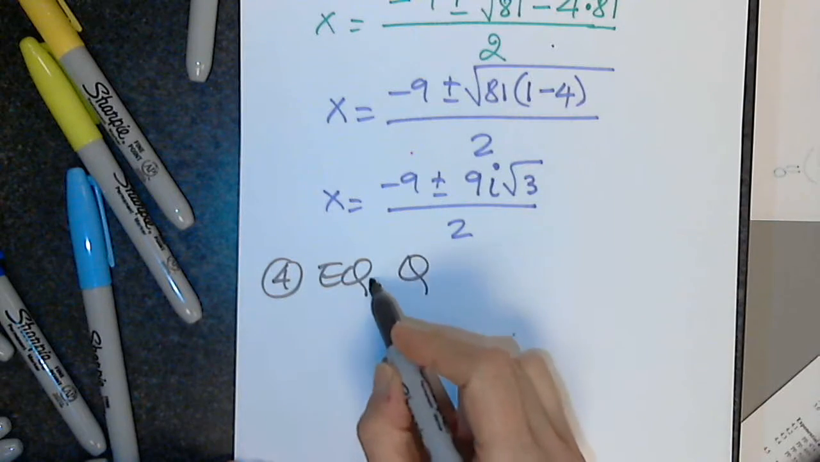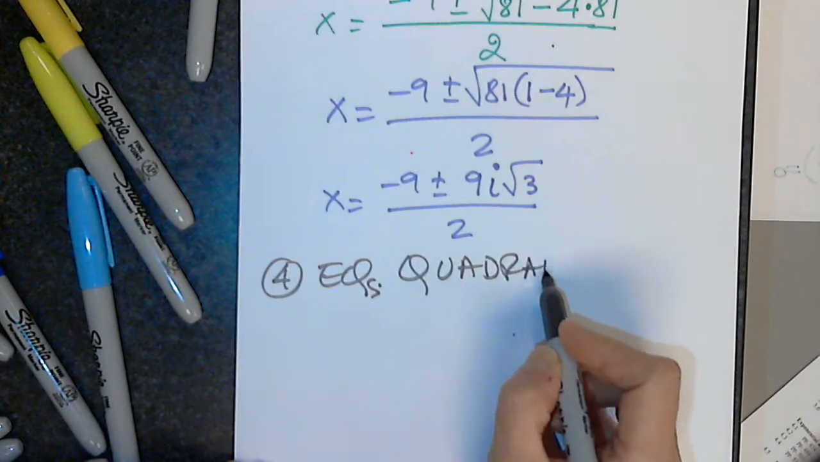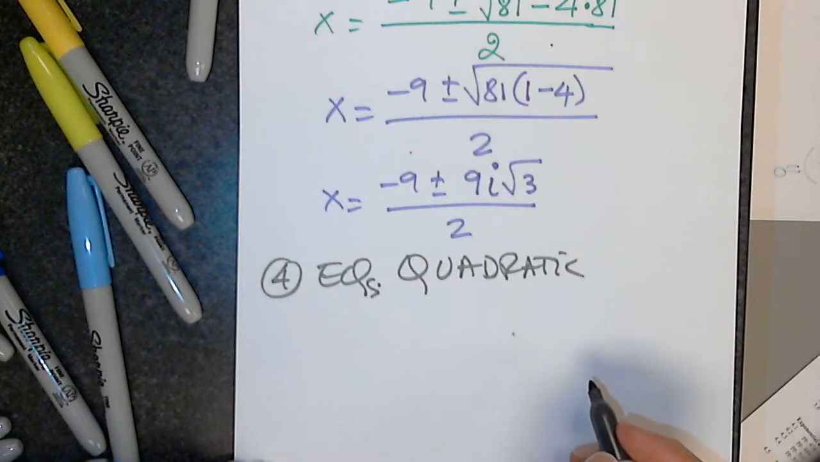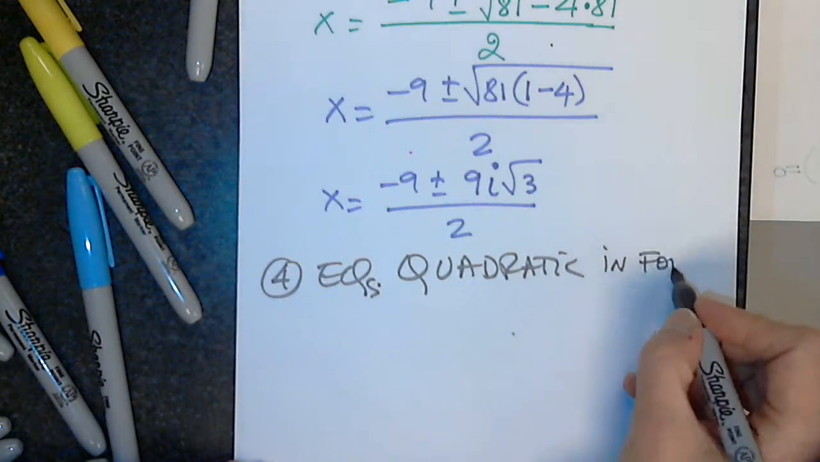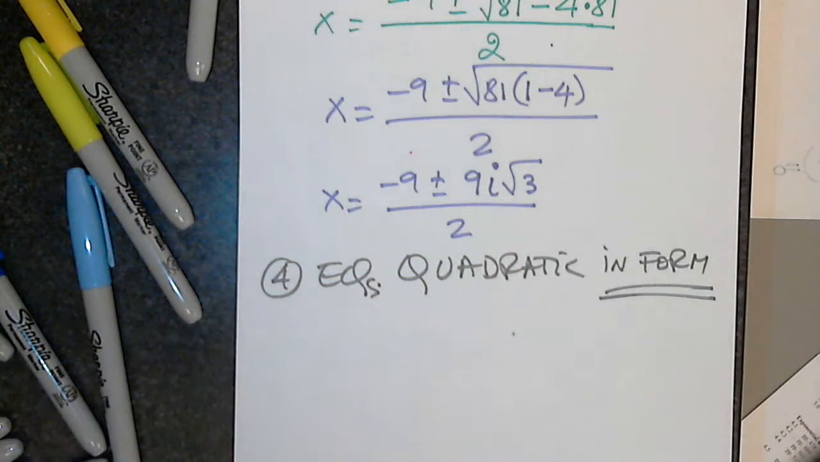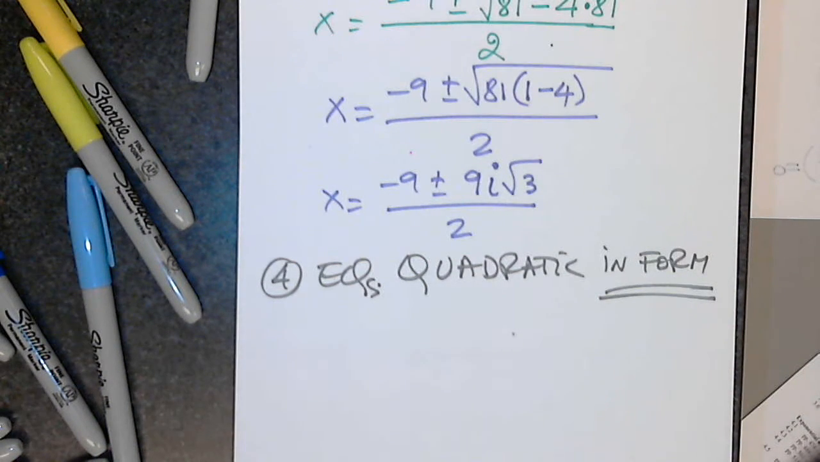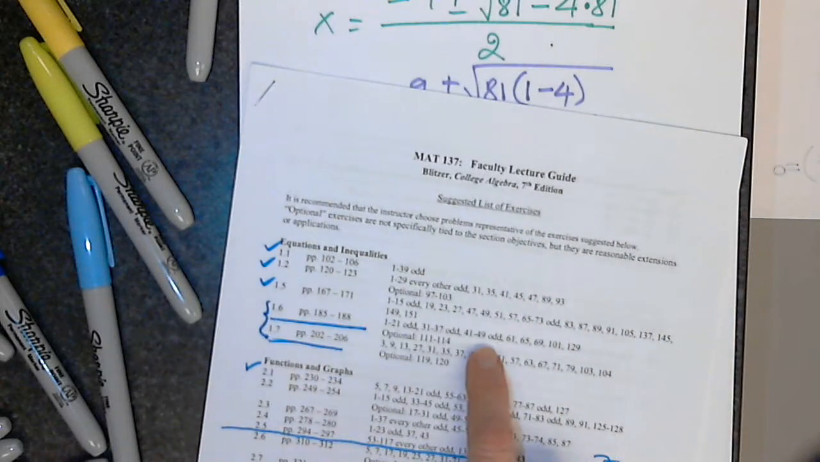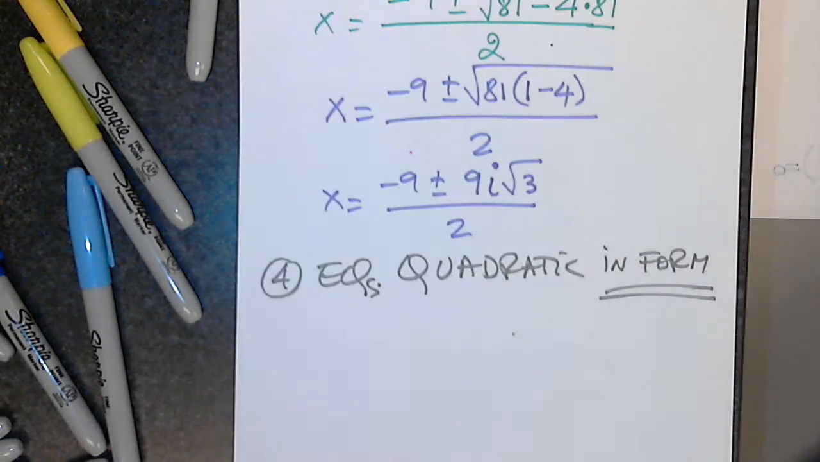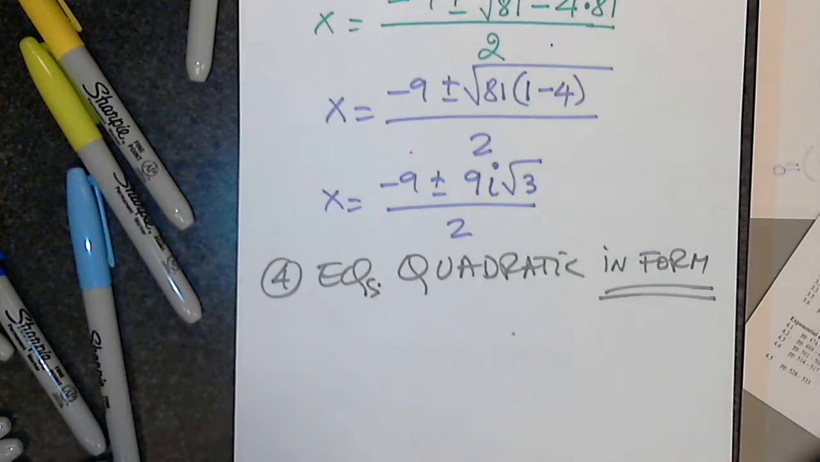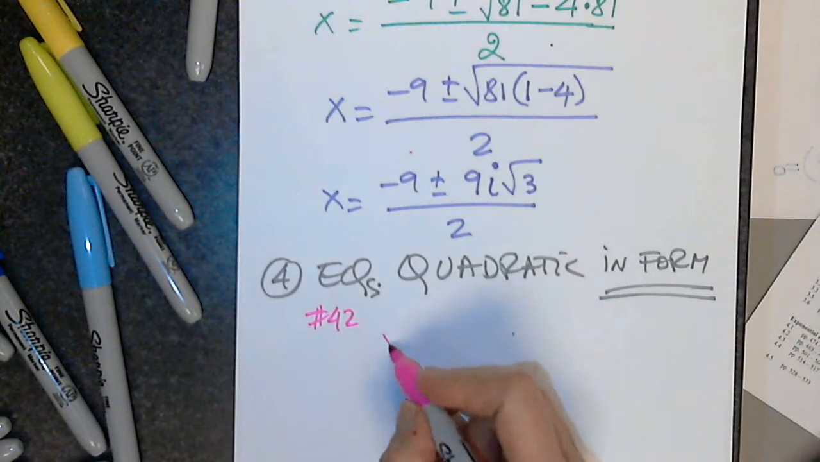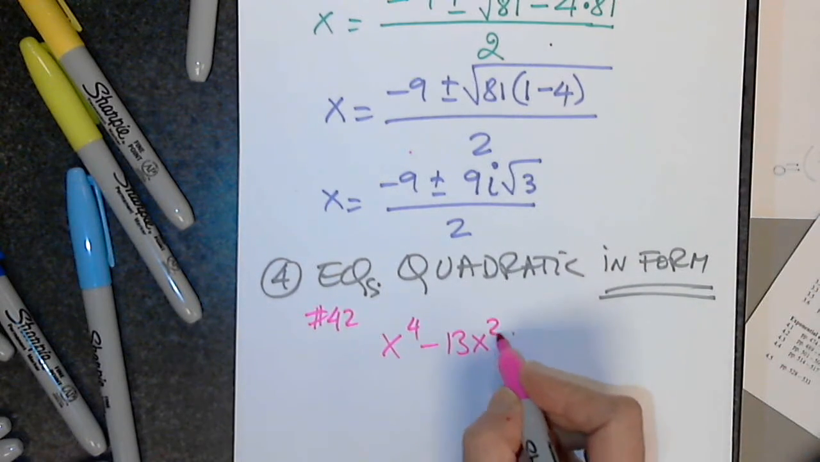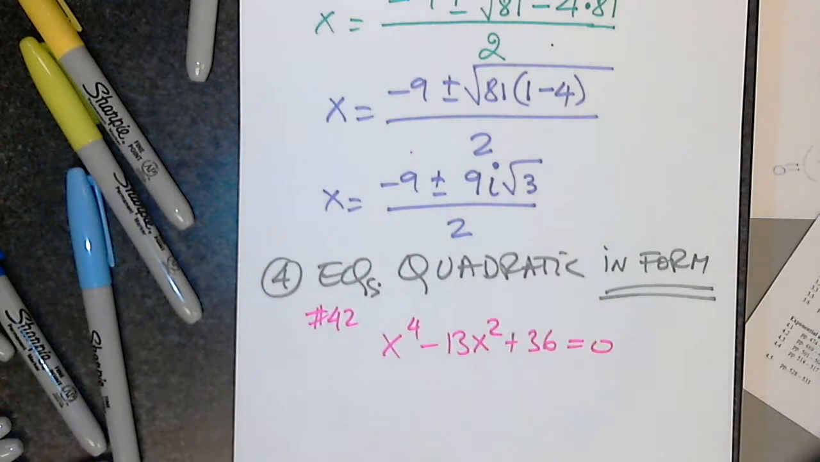Equations quadratic, and you can say not again. No, it's quadratic in form. What does that mean? It means an equation that is not quadratic, but it can be replaced by a quadratic equation. And those problems are 41 through 49. Please choose. 42 it is. 42. We have x to the fourth minus 13x squared plus 36 equals 0.